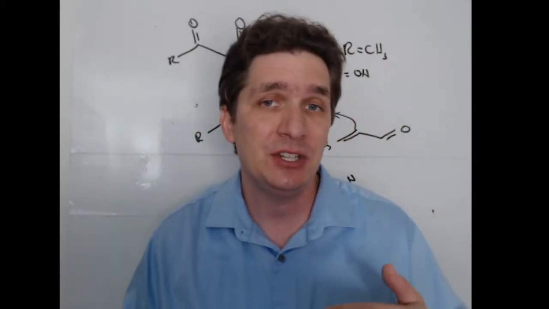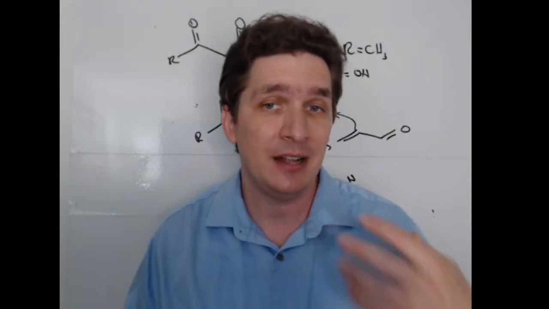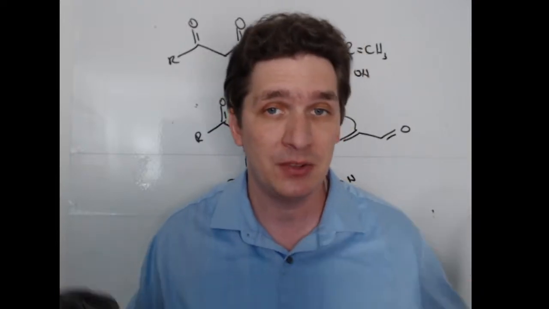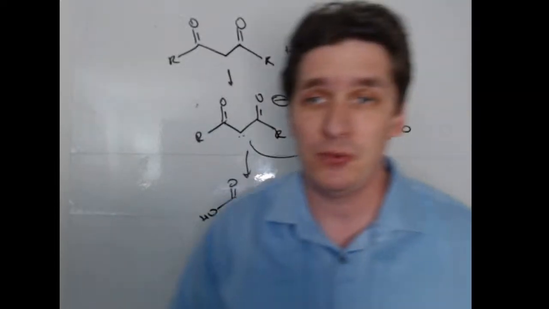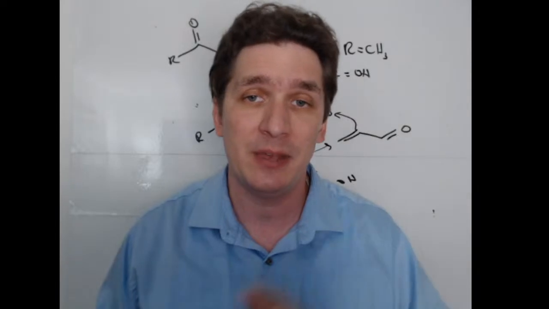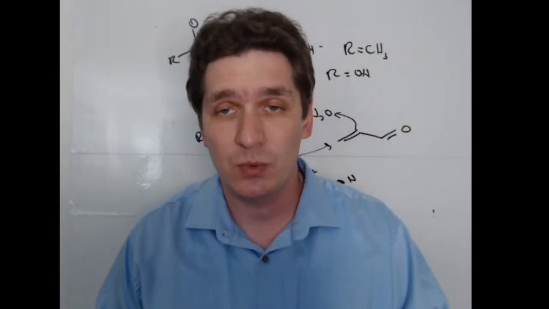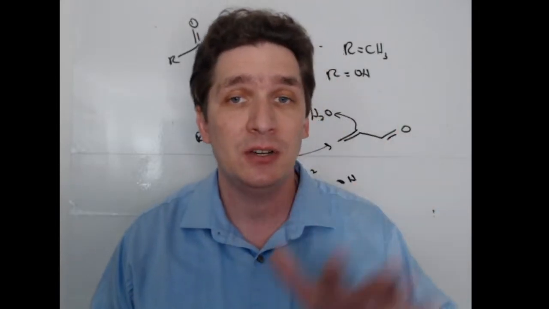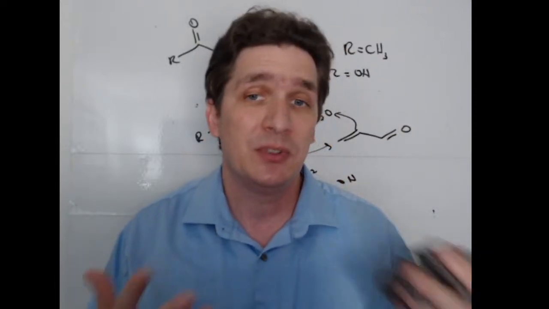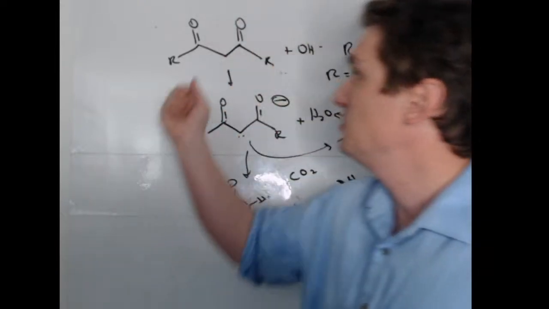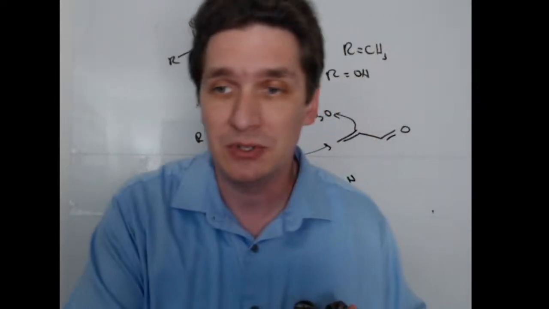So Robinson annulation is when you end up being able to do a self-aldol condensation because there's a methyl group or there's an alpha carbon associated with these. The driving force here being the alpha beta unsaturated ketone, as well as the formation of a six-membered ring. If R here is an OH and you have carboxylic acid, you can get the decarboxylation. The driving force there is that this carbon is pretty acidic, and losing that CO2 will make it more stable.